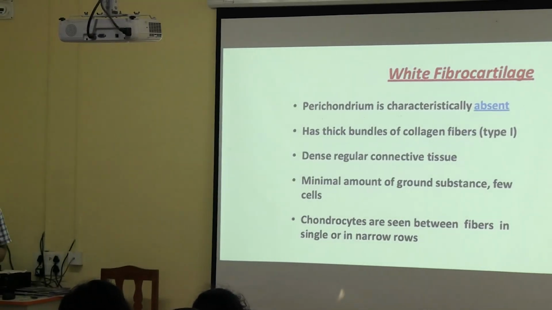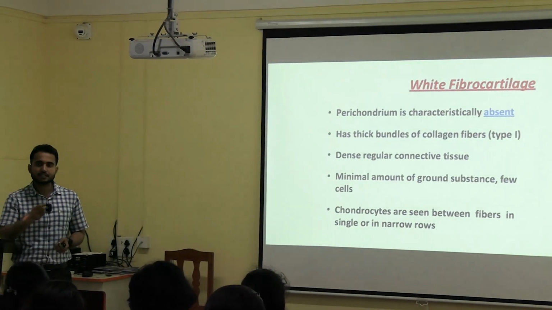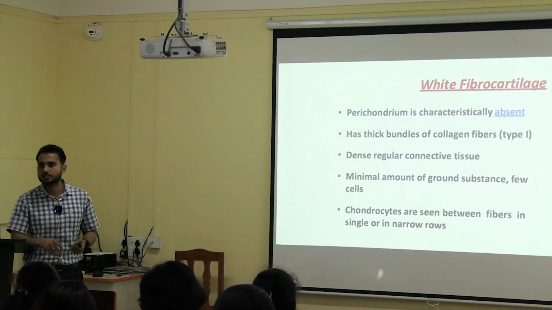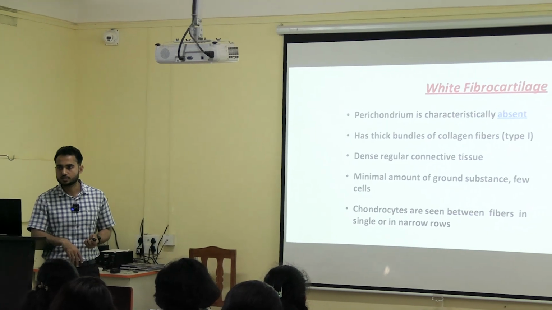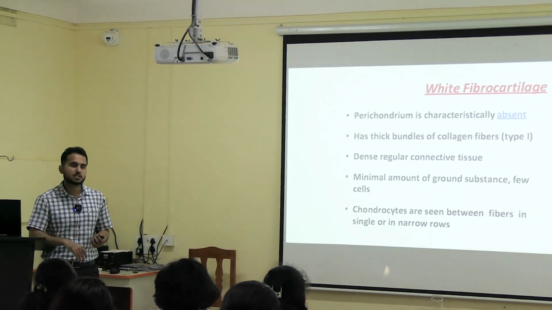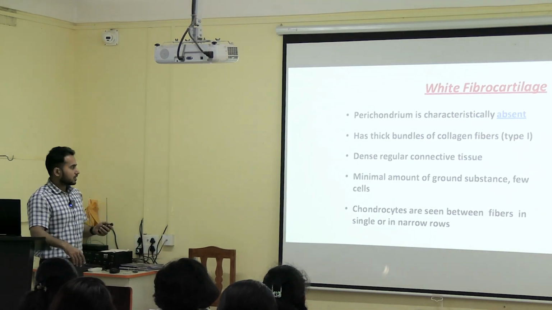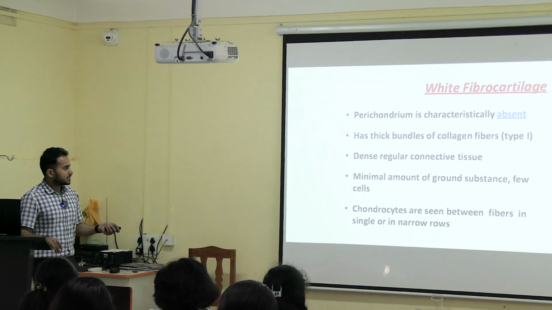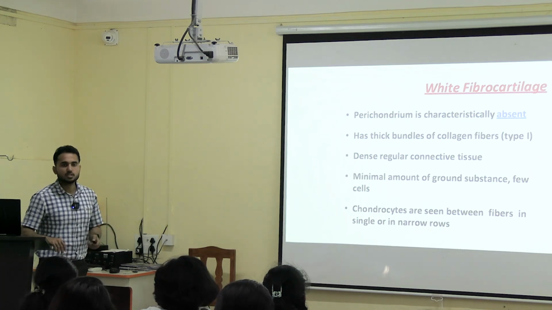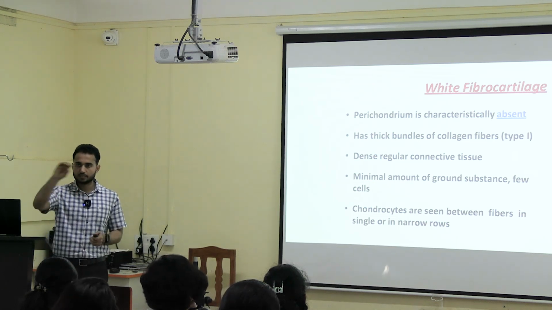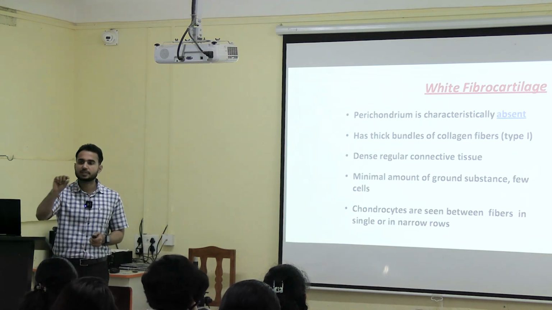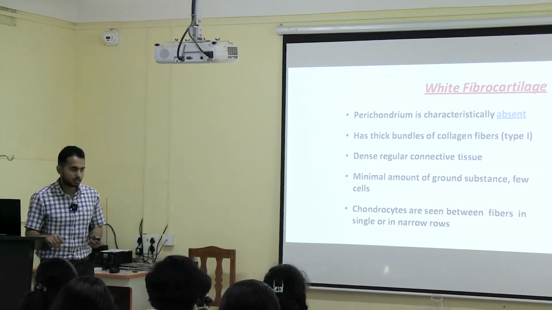So there is very little space left, and in that space only the ground substance and cells are present. Mostly it is occupied by bundles of collagen fibers. That's why the appearance is white in nature. Now chondrocytes are seen between the fibers, and they are placed in rows. Suppose one bundle, another bundle, in between these two bundles the cells are placed in rows.